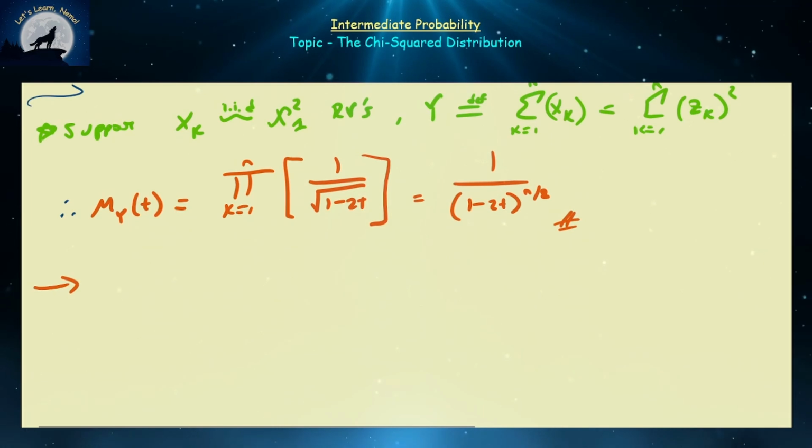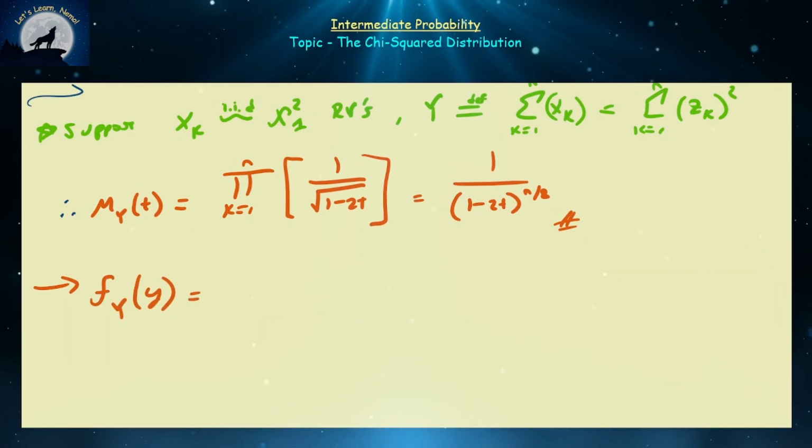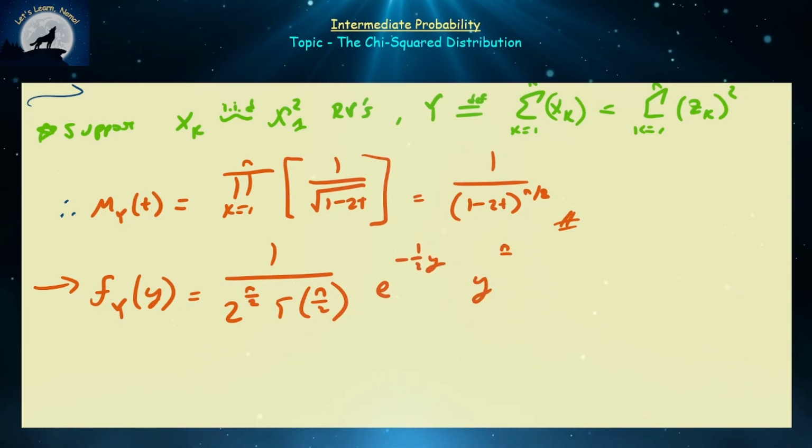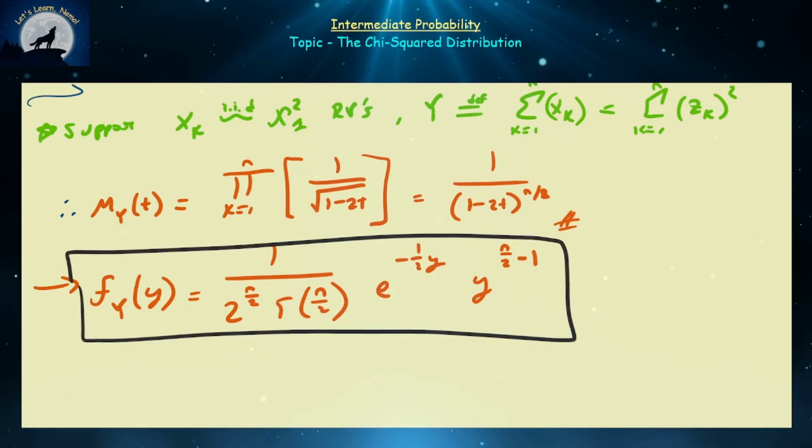And from it then you can inverse Laplace transform and show that the probability density function for y will just be equal to 1 over 2 to the power of n over 2 times gamma of n over 2 times e to the minus 1/2 y. That stays the same, and then we're going to have y to the power of n over 2 minus 1. Right? So that gives us our probability density function, which we refer to as a chi-square n random variable. So that's going to be our superstar identity PDF.